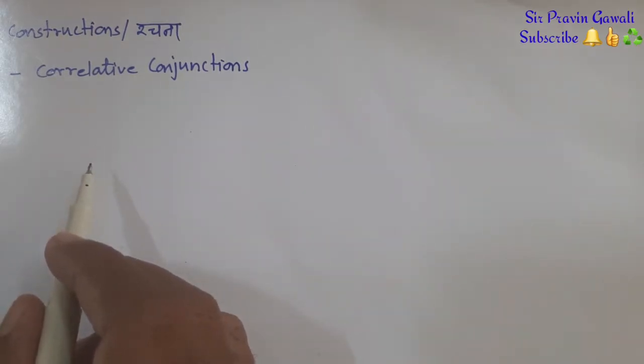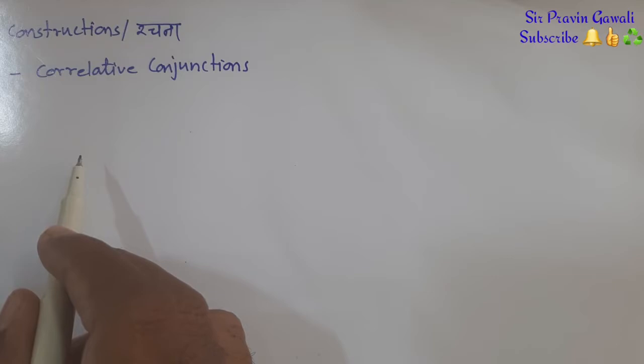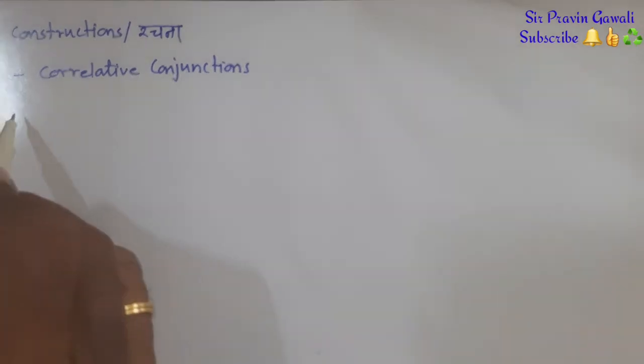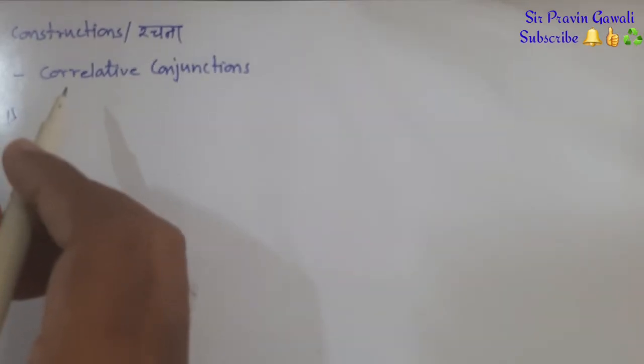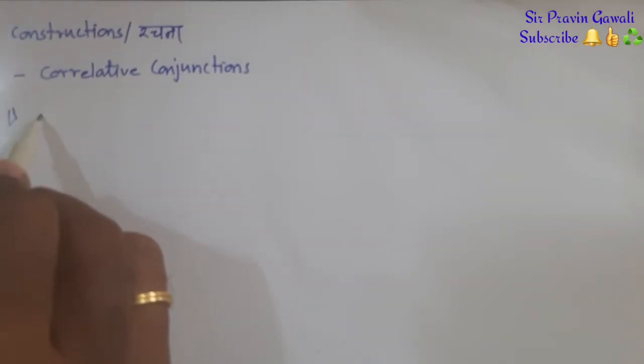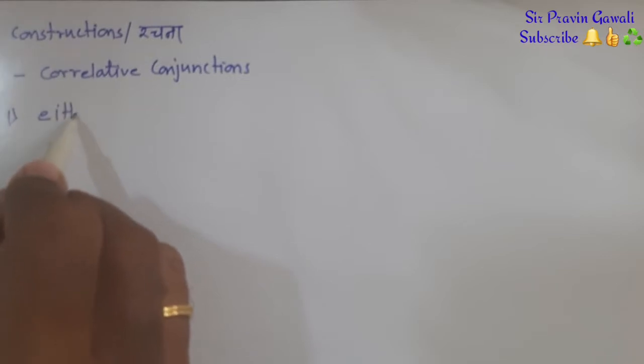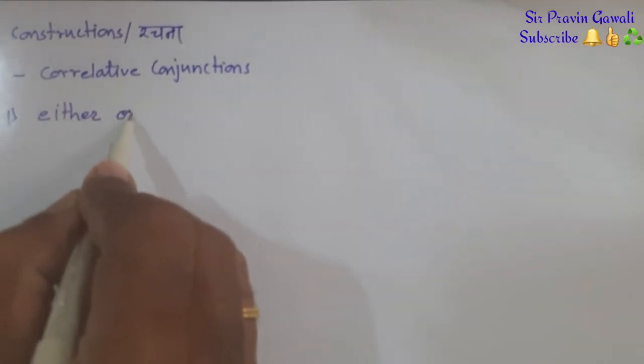For example, either or, neither nor, not only but also, as soon as, no sooner than. So today we shall study the constructions one by one. First of all, we shall study the first construction with the help of correlative conjunction, that is either or.